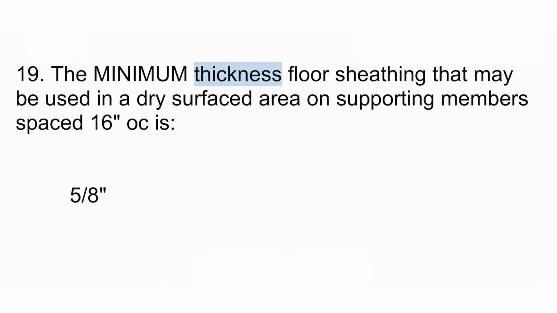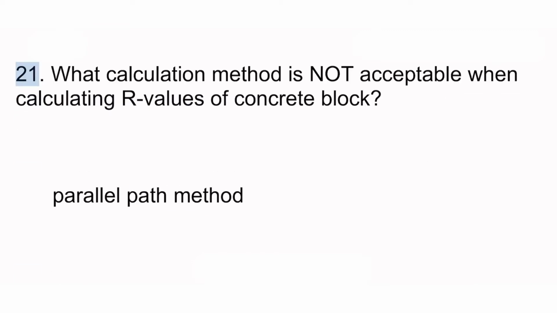19. The minimum thickness floor sheathing that may be used in a dry surfaced area on supporting members spaced 16 OC is 5/8. 20. The addition of a window in an existing building would be classified as a Level 2 alteration. 21. What calculation method is not acceptable when calculating R values of concrete block? Parallel path method.